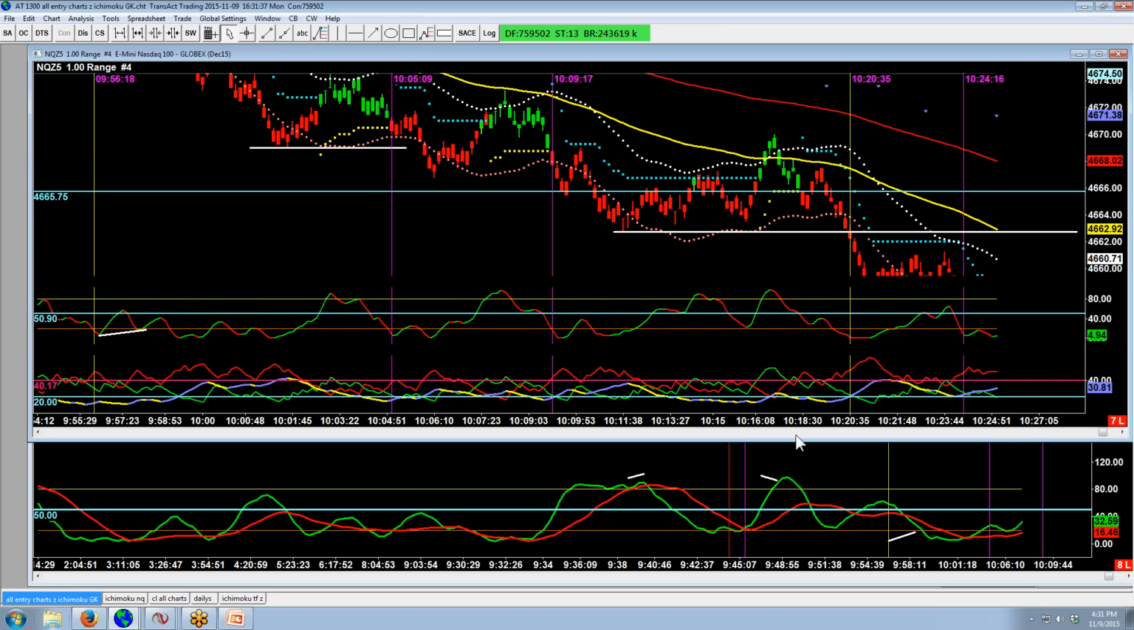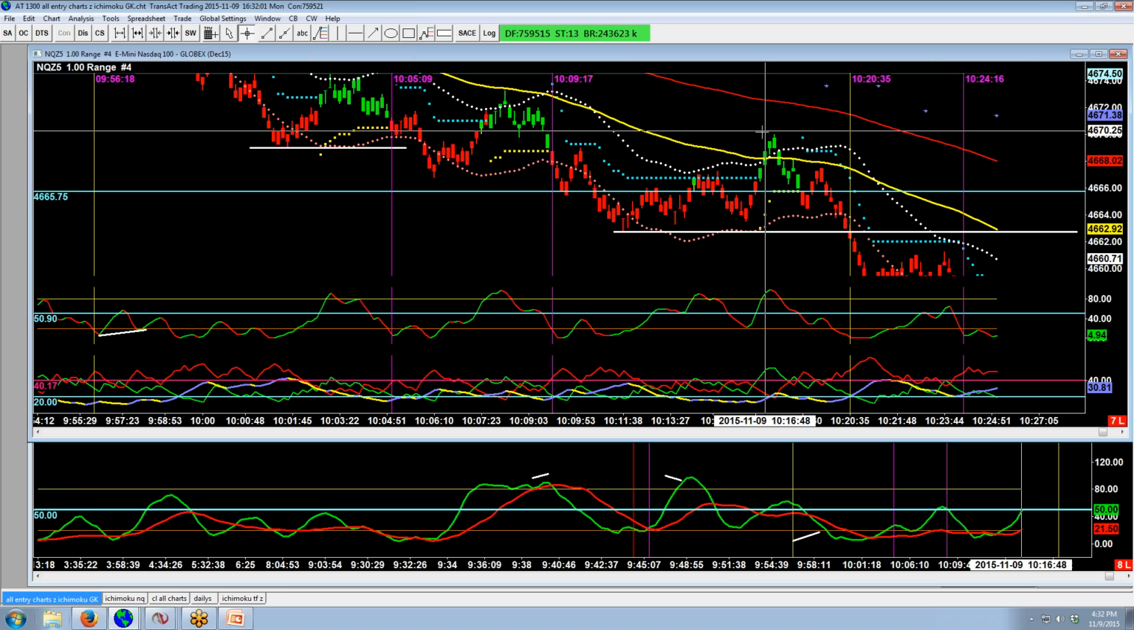Right here at 10:05, right here, you can see my green line is above my red line. However, my red line's in oversold, so I can go ahead and take that. So this, our stop holds, and we're able to get our first target. You might have been able to get a little more than the first target, but if you were trailing your stop, you basically probably wound up break even or with a few ticks on anything that you were holding. Here, a close above the super trend stop.